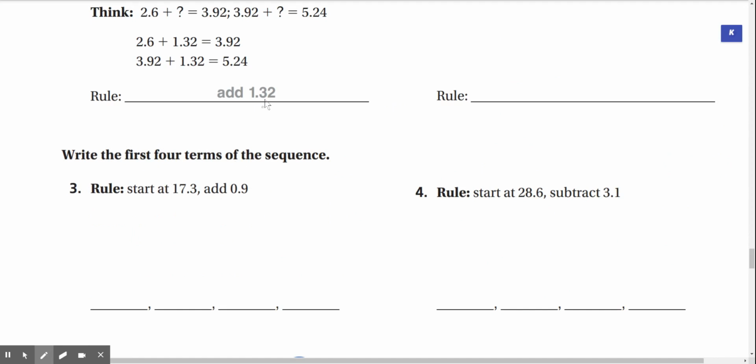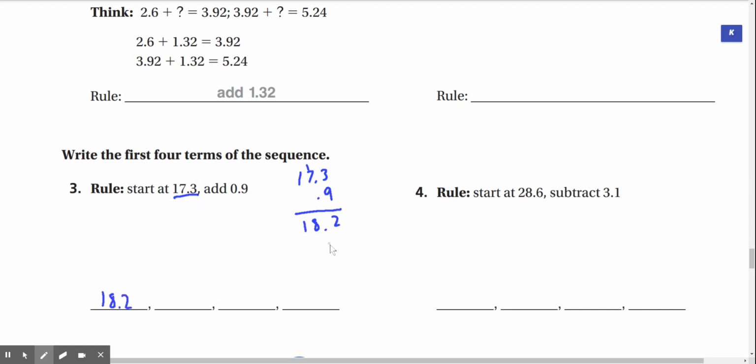Write the first 4 terms of the sequence. Number 3. The rule is start at 17.3 and add 0.9. So we have 17.3. We're adding 0.9. We just got to add. 9 plus 3 is 12. Carry the 1. 7 plus 1 is 8. And 1 plus 0 is 1. So our first term would be 18.2.